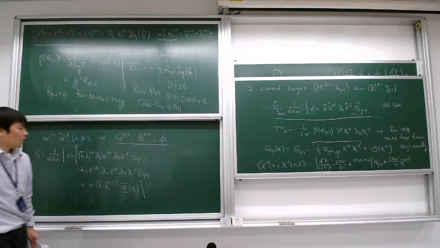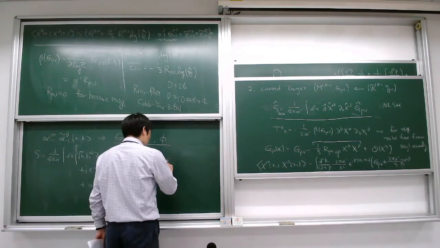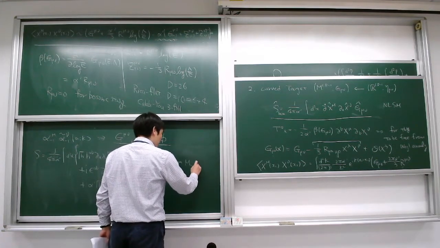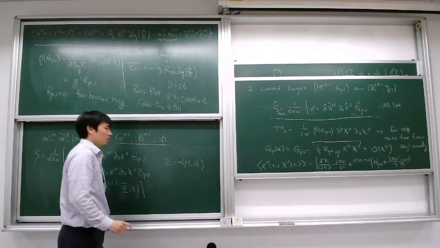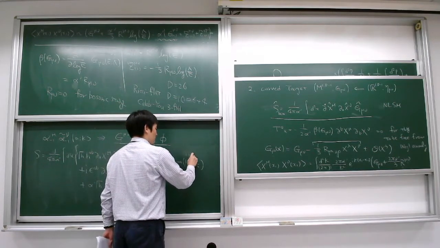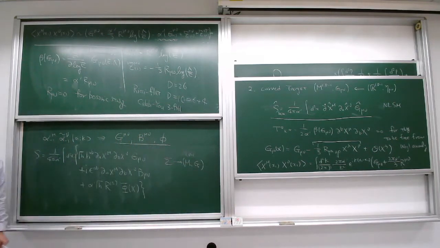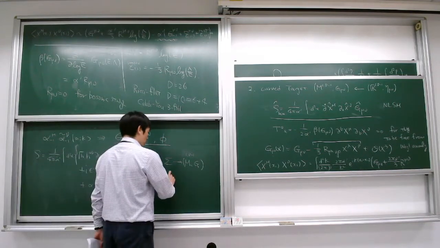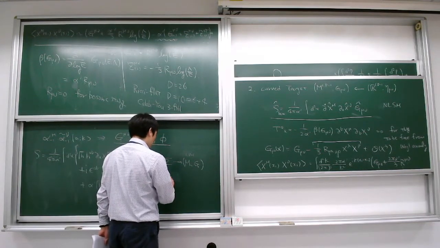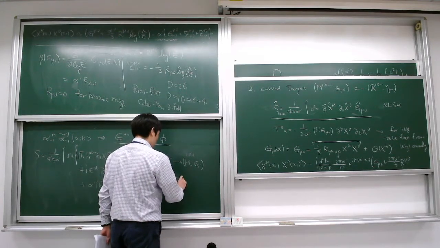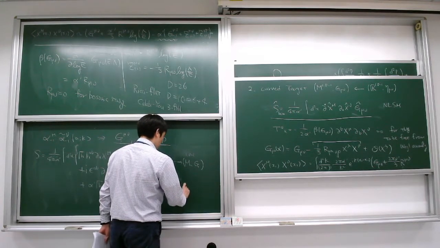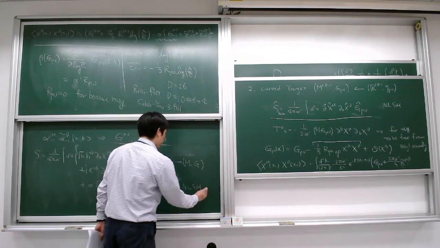So this is the action for the Riemann surface mapped to the d-dimensional manifold. So this is the most general nonlinear sigma model action for nonlinear sigma model.